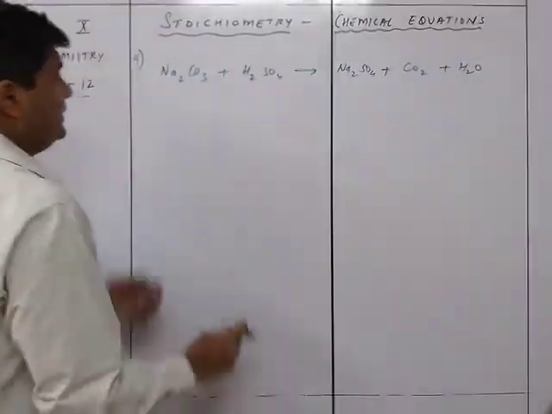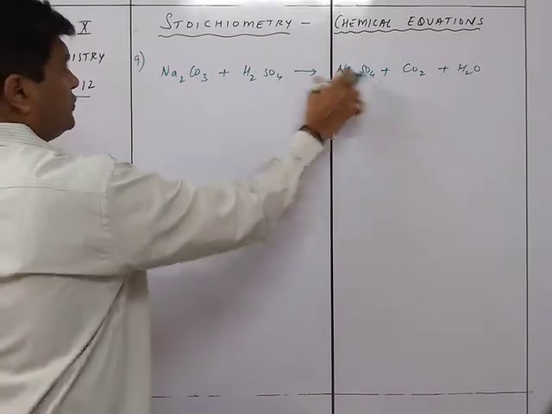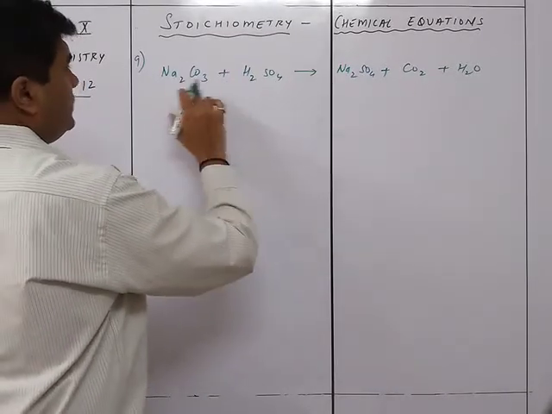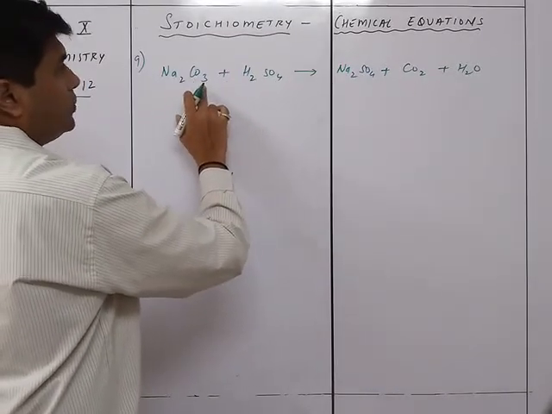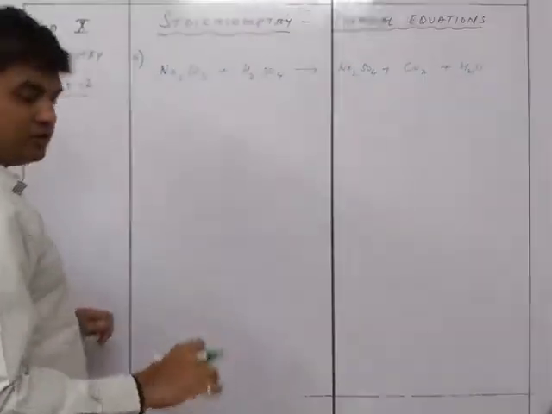This is the reaction. Na2, SO4, H2 and CO. C is 1 and O is 3. Done, it's balanced too. Okay.